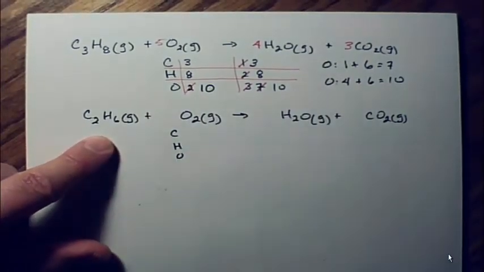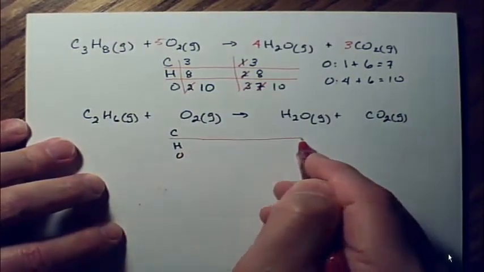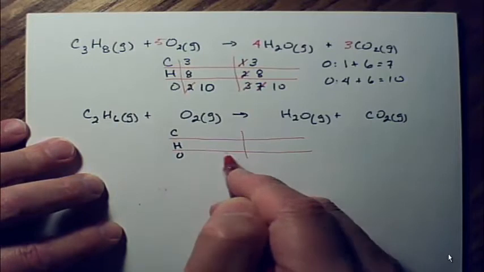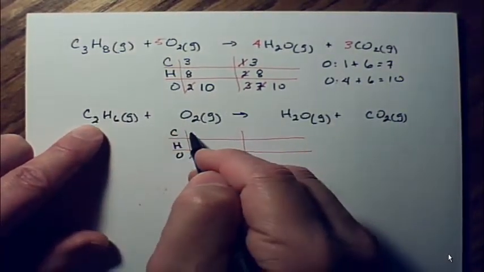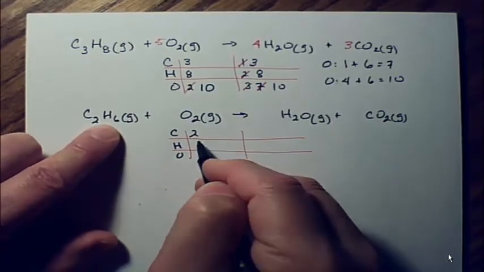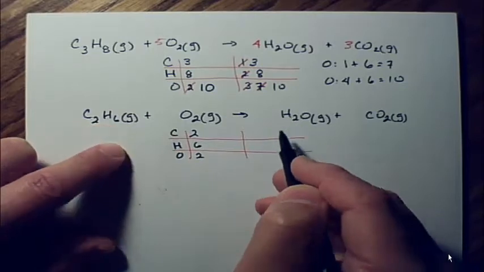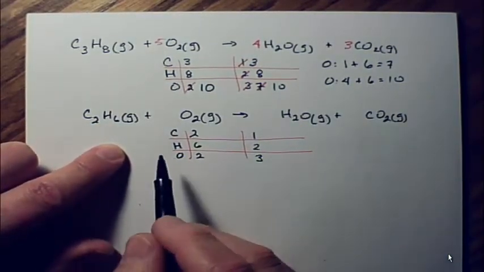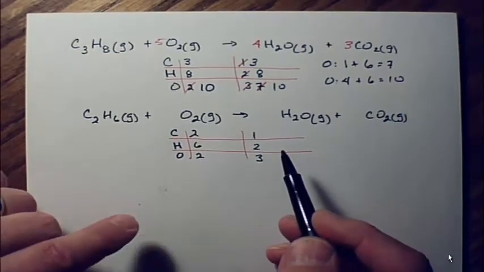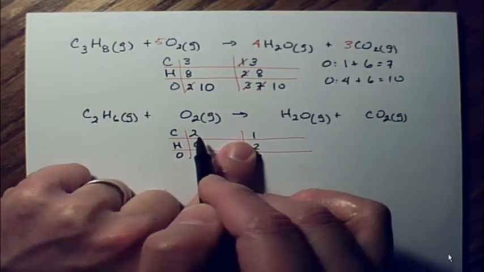All right, let's see how we do here. There's the sneeze. Here's the mini section of the spreadsheet. Count the carbons, 2. Count the hydrogens, 6. Count the oxygens, 2. Over here it's 1, 2, 3. Do the atom inventory, and then we're going to balance everything out.